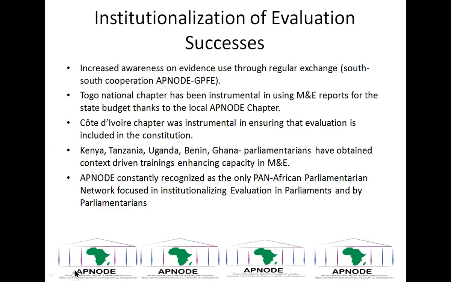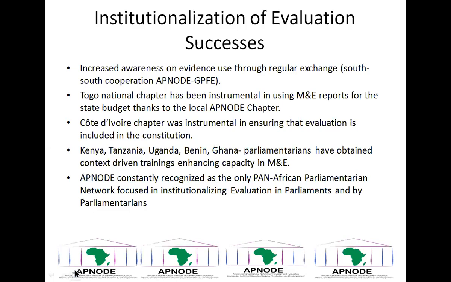For example, in Togo, not only has the APNODE national chapter been able to be established, but also at the national level, an evaluation policy has been established. So is a ministry in charge of evaluation. And the Togolese chapter engages with the Speaker of Parliament to ensure that evaluation is a constant theme in Parliament. In Uganda, parliamentarians actively demand that the Office of the Prime Minister make periodic reports to members of parliament on evaluation and recommendations by evaluators.